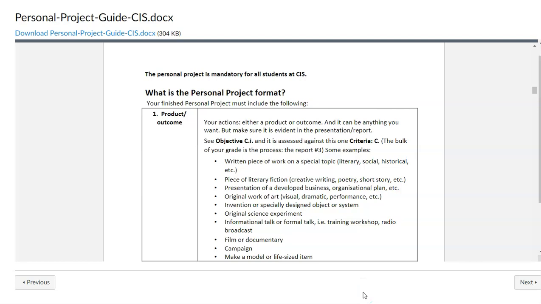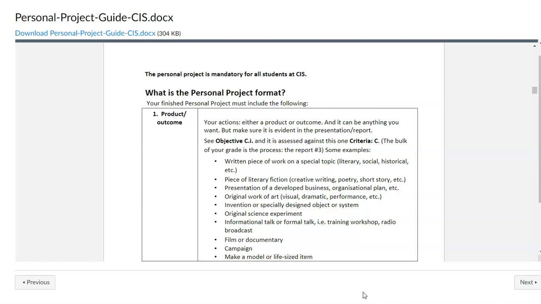As a reminder, your actions are either a product or outcome. It needs to be anything you want, but it needs to make sure that it is evident. Some examples for things that you could do as your product are a written piece of work on a special topic such as literary, social, historical, a piece of literary fiction such as creative writing, poetry, short story, a presentation such as a business plan or organisational plan, an original work of art such as dramatic, visual, or performance. It could be an invention or specially designed object or system.